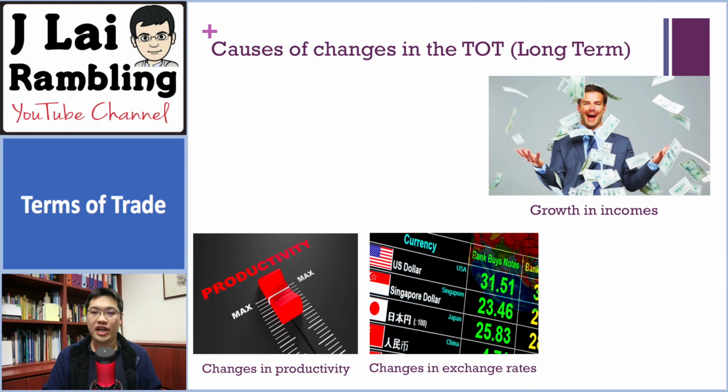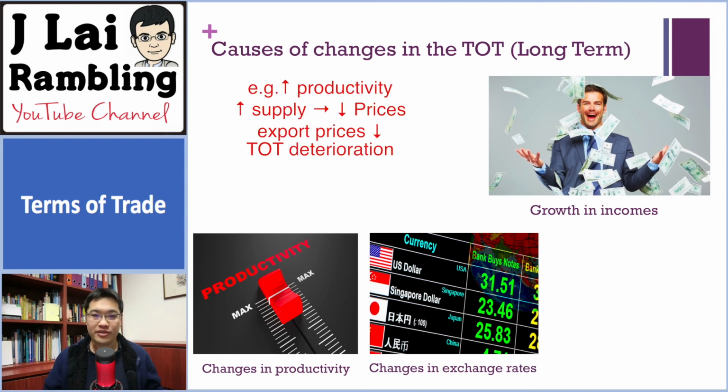This might be due to changes in productivity, okay? Productivity tends to increase over long periods of time, okay? And when you have a more productive economy, okay, what happens is that supply would increase at each and every price level, allowing you to maybe export products at a lower price, okay, and hence affecting the terms of trade.